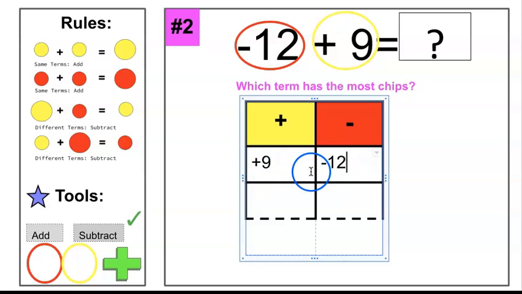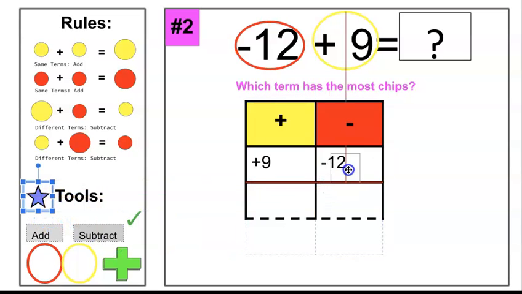And if we were to draw them or even drag them, we see that -12 has the most. So we're going to get a star and place it next to -12. We're going to look at our rules. What happens when we have red and yellow? Okay, both of them say that we're going to find the difference.